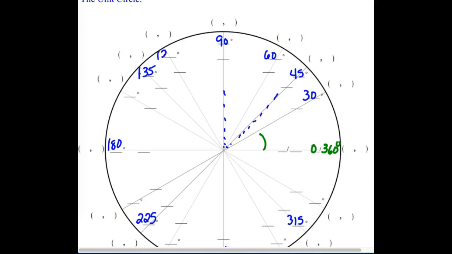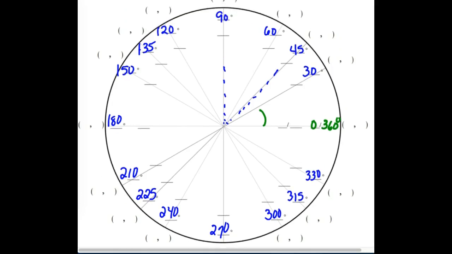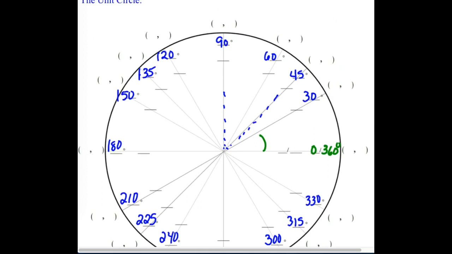Then 120, 150, 180, 210, 240, 270 we've already marked. Another 30 would be 300, and the last one 330. And then we're back to our 360. So we've got all the degrees marked in there.